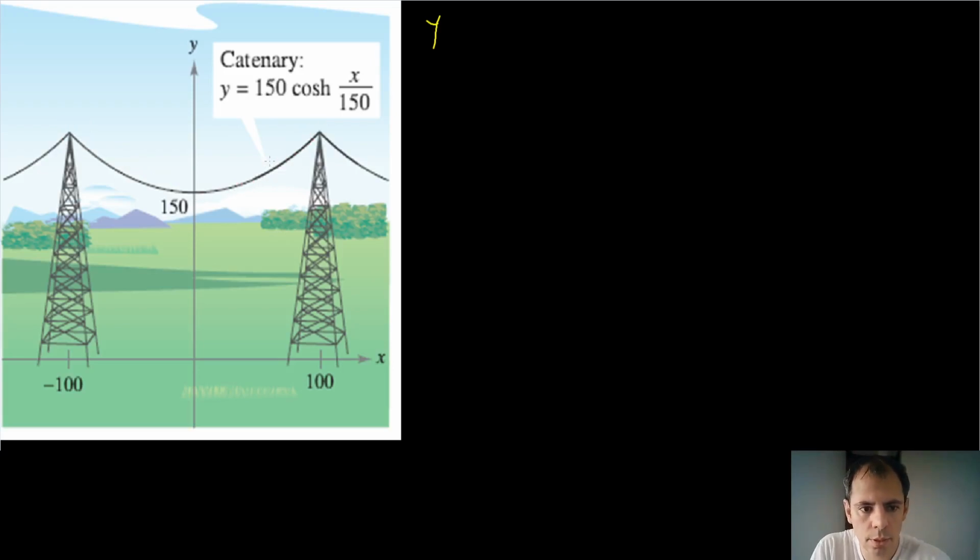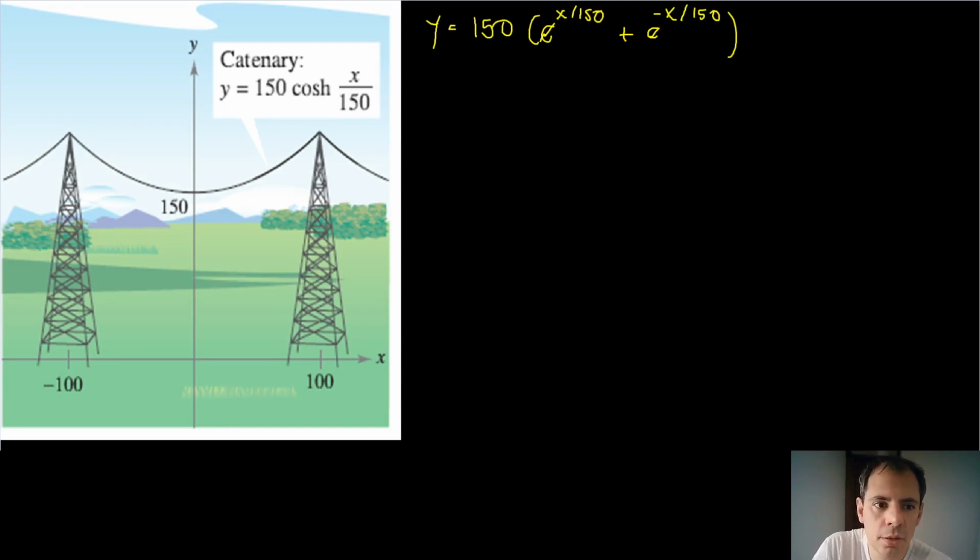Okay, so y is going to be equal to 150, and the hyperbolic cosine is just going to be e to the x divided by 150 plus e to the minus x divided by 150. That is the definition of the hyperbolic cosine of x divided by 150, and you have to divide this by 2. But you got a 150 here, so I'm just going to turn this into 75.